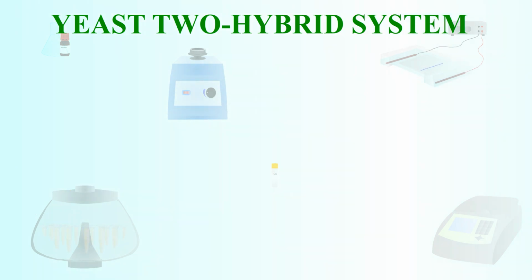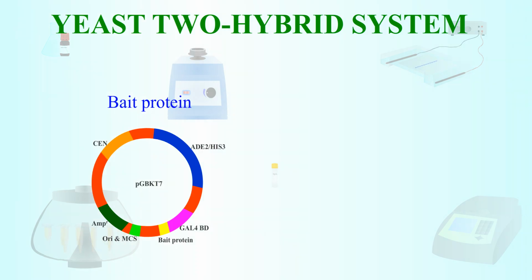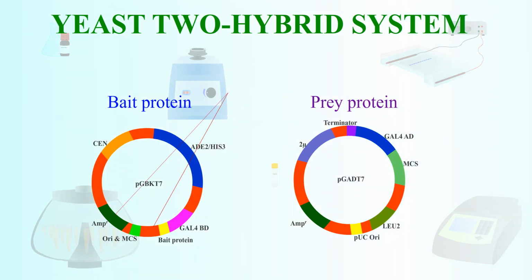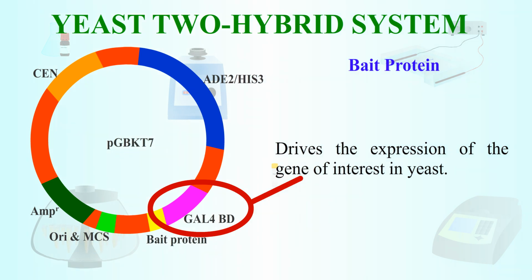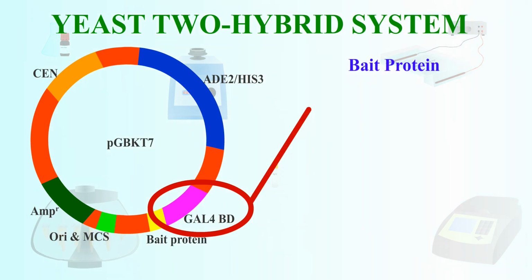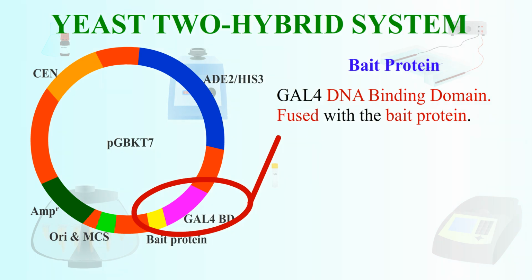The Y2H system consists of bait protein, prey protein, and a reporter gene. A bait protein contains the protein that we are interested in studying. For example, pGBKT7. It contains a Gal4 promoter that drives the expression of the gene of interest in yeast. It is induced by galactose and repressed by glucose. It contains a Gal4 DNA binding domain, which was fused with our bait protein.